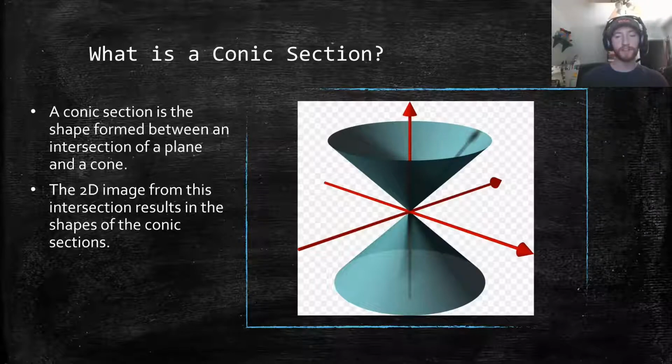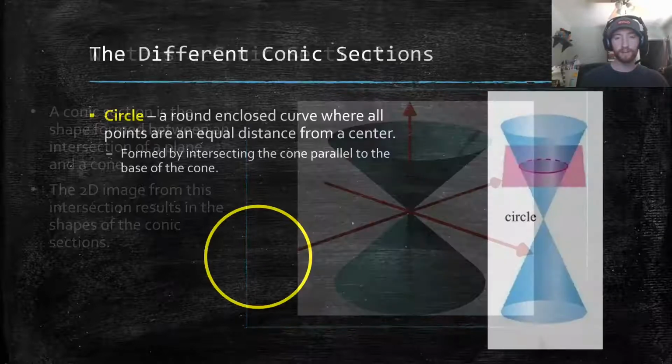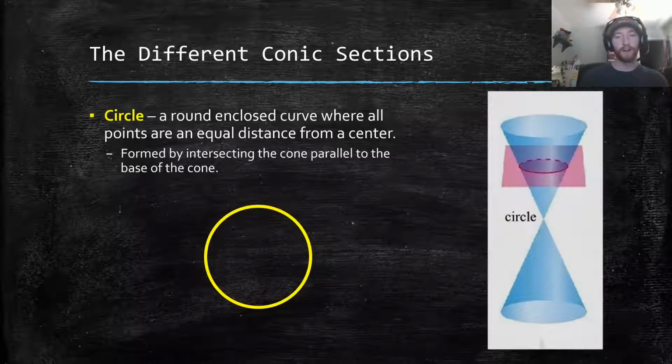So today we're going to set this infinite cone on a cutting board, and we're going to make some chops through it, and we're going to see what kind of cool shapes we can create. So the very first one that we can make is a circle. Now I'm sure pretty much everybody in here could tell me what a circle is, but it's a round enclosed curve where all points are an equal distance from a center. So circles are everywhere, they make the world go round.